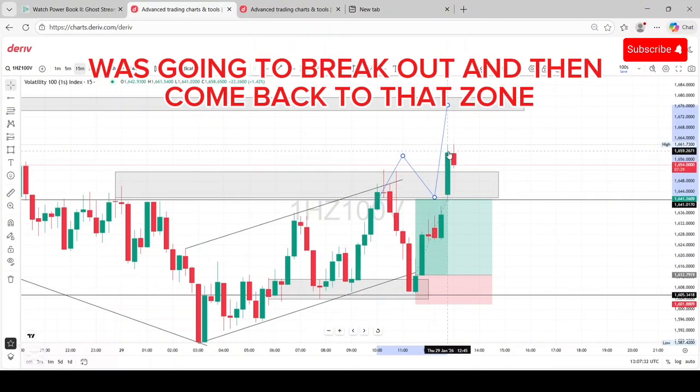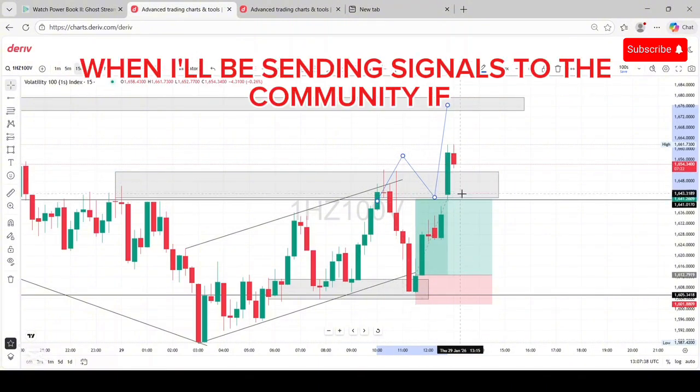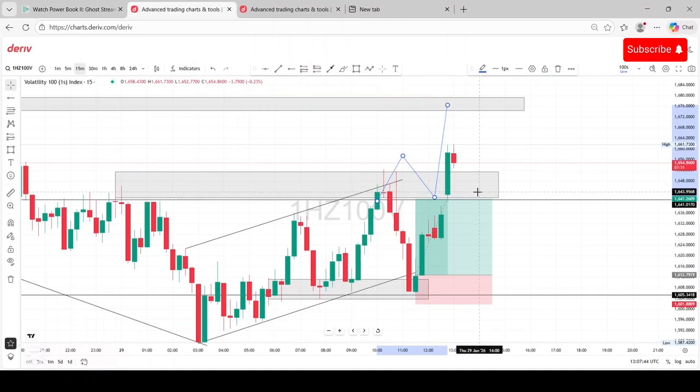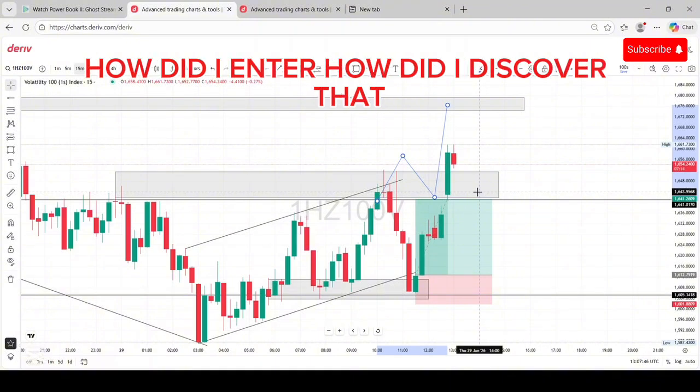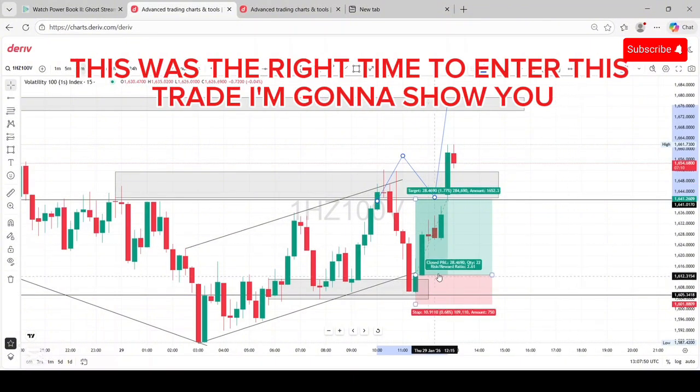Price was going to break out and then come back to that zone, and that's when I'll be looking for the new entries, right? That's when I'll be sending signals to the community if at all it plays out just as expected. But how did I even come up with this entry? How did I enter? How did I discover that this was the right time to enter this trade? I'm going to show you.